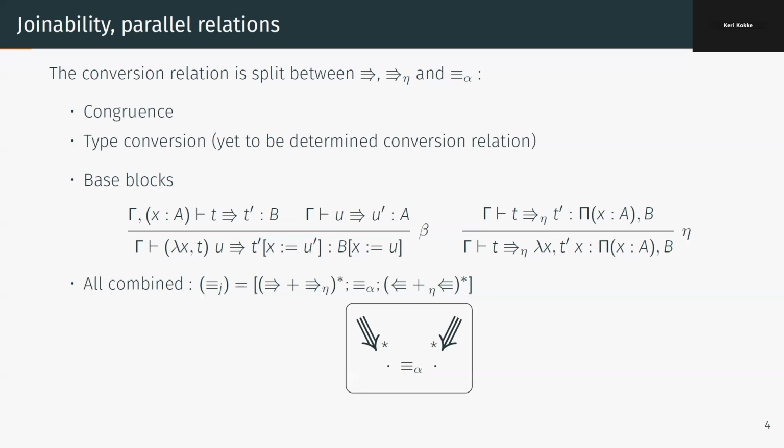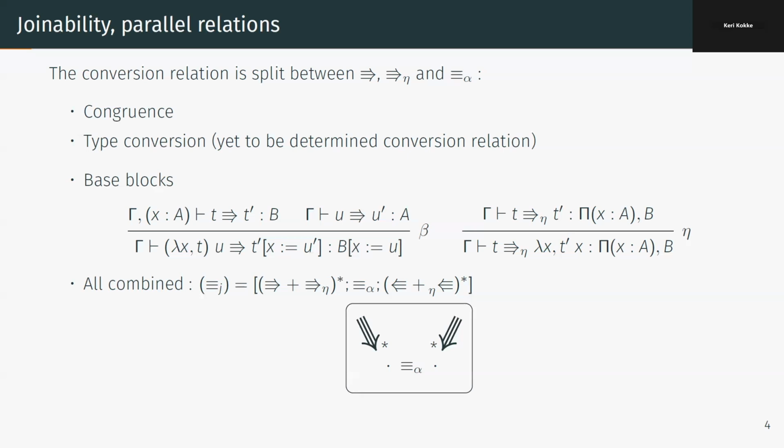The base blocks. So parallel reduction has beta as a base block. Eta reduction has eta expansion as a base block. It's a bit counterintuitive, but eta expansion is better behaved. Also, not included in this slide, I will have inductive in my theory. Like, for instance, I have pairs with the eta rule. So, and this will play a role a bit later.